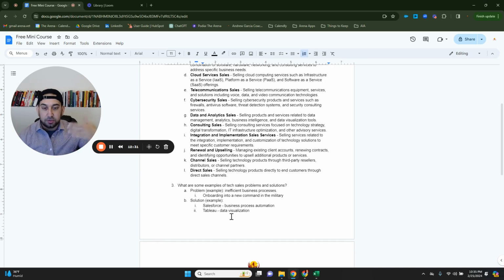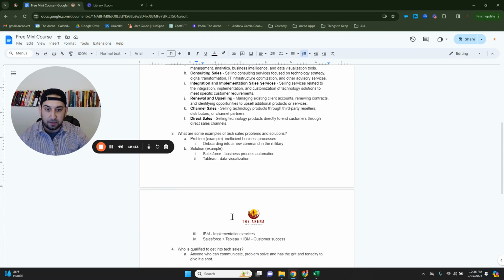So now we're starting to inject some efficiency into the organizations that we're serving. In this case, onboarding into a new command in the military, so some military organization, and they're going to start to get benefits from it. We could partner with IBM and they could start to implement this service. We could partner, Salesforce, Tableau, and IBM would come together and provide customer success. So once this is implemented, we want to make sure that the customer is successful, right?